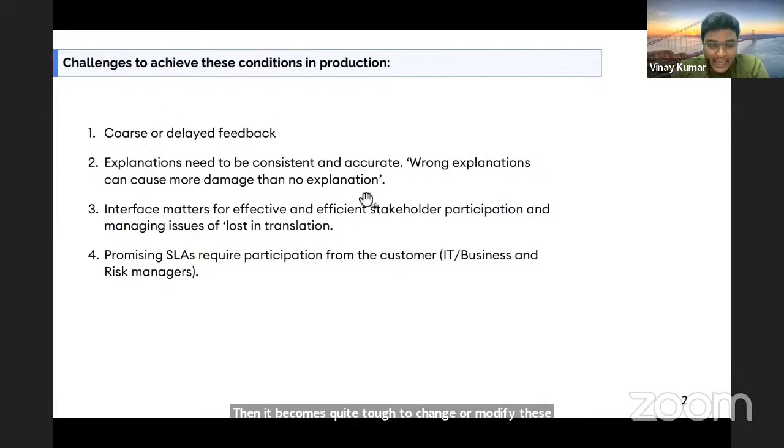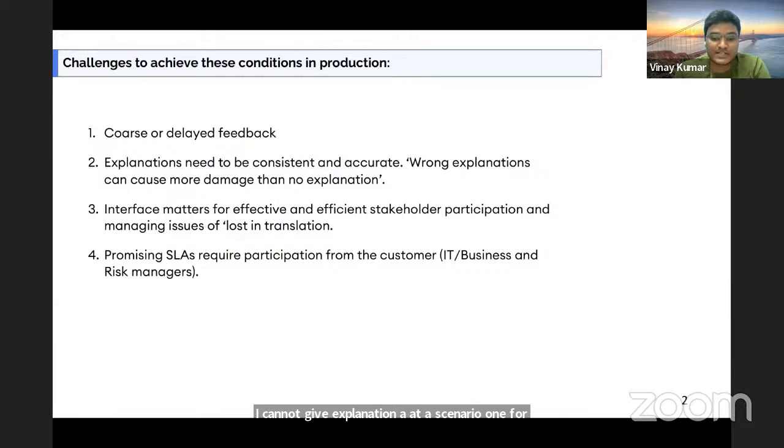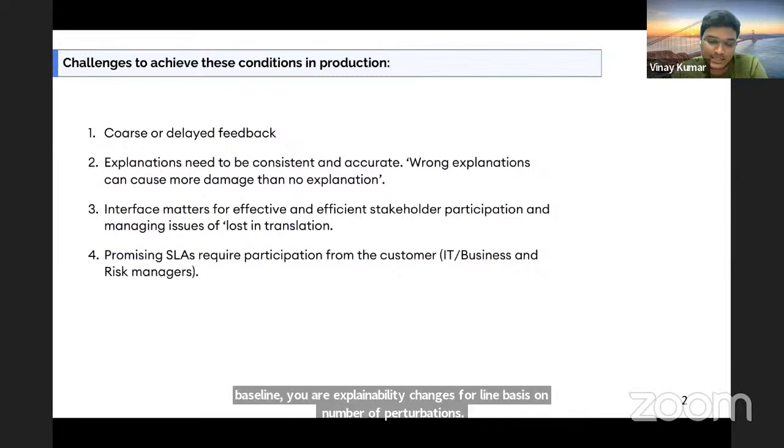And second, any explanation is not the right explanation, meaning explanation has to be consistent. If you're using it for sensitive use cases, it has to be more consistent. I cannot give explanation A in scenario one for a case A and explanation B for the same case A in scenario two. This happens particularly if you use techniques like SHAP and LIME. For SHAP, based on the baseline, your explainability changes. For LIME, based on the number of perturbations, your explainability changes, even though the case is still the same.